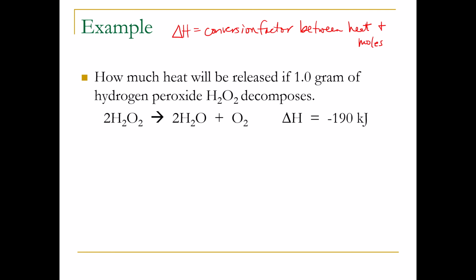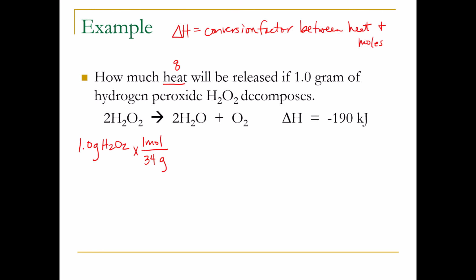Alright, so in this example we have hydrogen peroxide decomposing and we have a delta H value. How much heat will be released? So I'm looking for Q. If 1 gram of hydrogen peroxide decomposes. Alright, so I'm going to start with my 1 gram. I need to relate that to my delta H, so I have to do that through moles. So the first thing we want to do is turn my hydrogen peroxide into moles, so dividing by the molar mass.